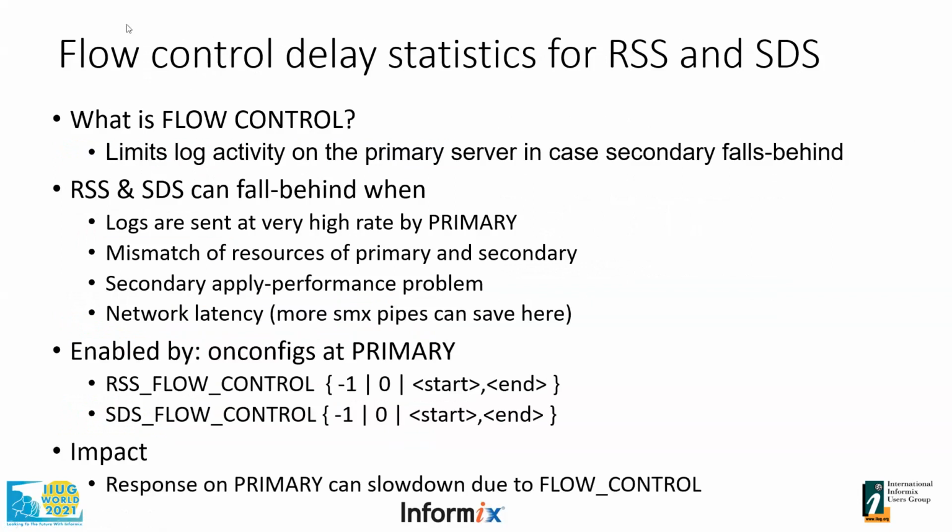So this is a brief recap on what flow control is, if you're not already aware. Flow control basically means the primary server limits log activity. It's going to hold back some of the logs without sending them to RSS if you set these kinds of onconfig parameters on the primary side.